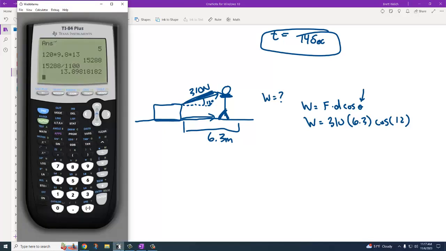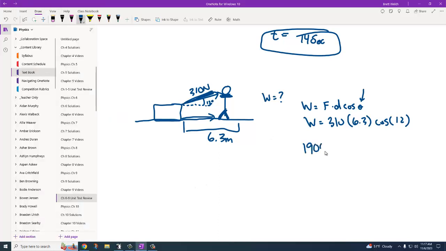This is a really simple calculation to make. We just throw it in the calculator. 310 times 6.3 times, and I'm going to do the cosine of 12. I'm going to check my mode real quick. I'm in radians, but I want to be in degrees. And press enter. I get 1910 for 2 sig figs. Again, we'll call this 1900. And work is measured as an energy in joules.